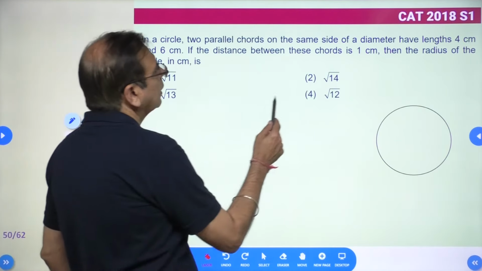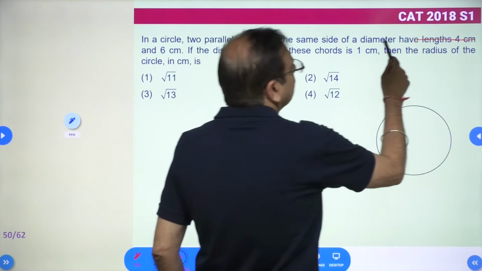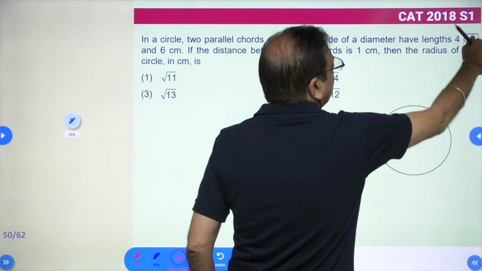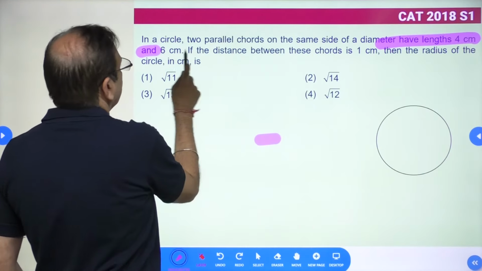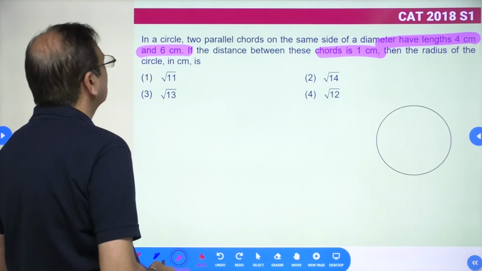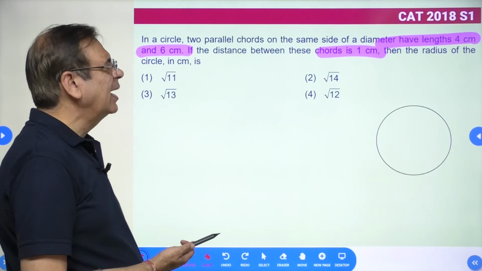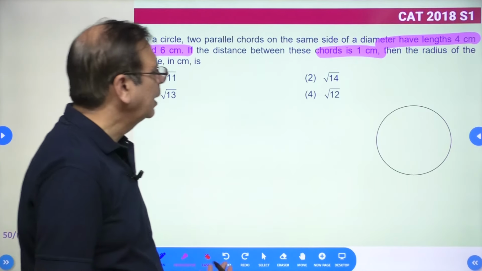In a circle, two parallel chords on the same side of the diameter have lengths of 4 centimeters and 6 centimeters. The distance between the two chords is 1 centimeter. What is the radius of the circle? Okay, yeah, a right angle triangle will come up. Two parallel chords on the same side of the diameter.